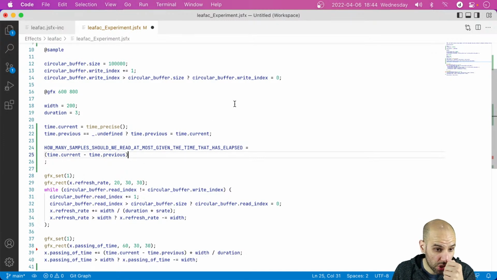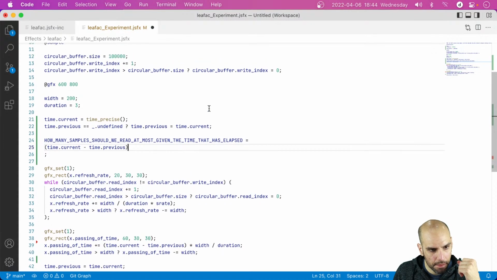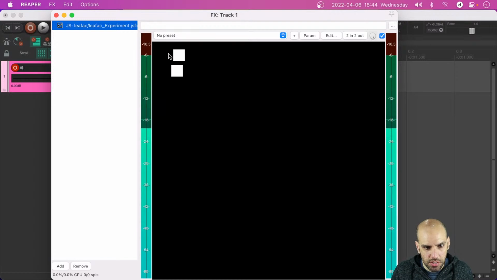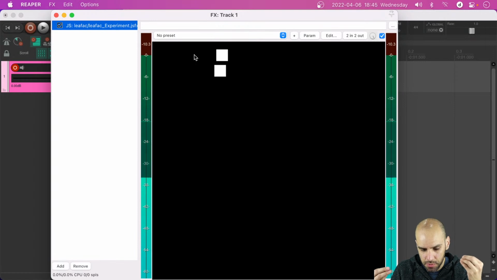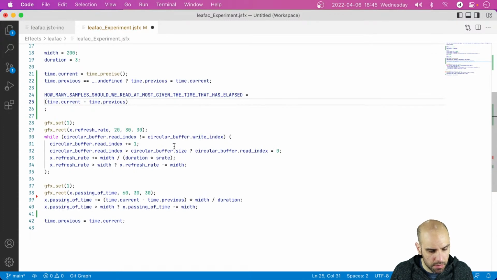How much do I want to read? How many samples do I want to read? Well, it depends on how many samples make this distance. And of course, we are now talking about things in terms of samples and distance. So of course, we are reasoning in terms of the waveform display. So how many samples translate to going across the screen? And this is not something that we currently have.